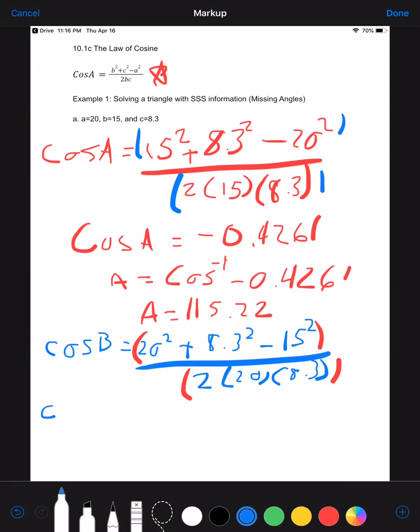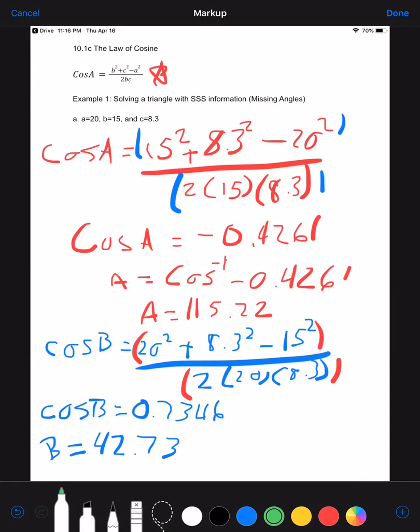So this time we get cosine of B is equal to 0.7346. Again, 4 spots after the decimal place. Then we're going to do second cosine, 0.7346, enter. So we get B is equal to 42.73.